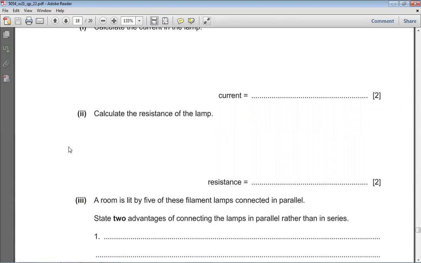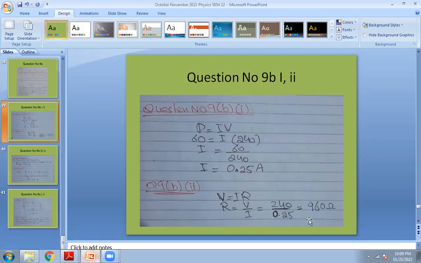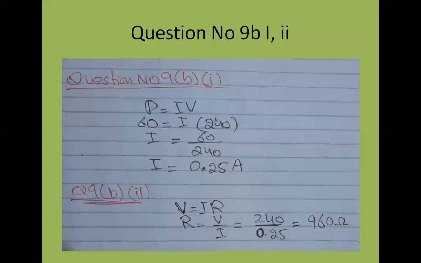He says, calculate the resistance of the lamp. I know the voltage drop across the lamp. I know the current flowing through the lamp. I can calculate the resistance of the lamp according to Ohm's law. V equals IR and R is equal to V divided by I. And we know the voltage and we know the current. So 240 volt divided by 0.25 ampere. So you will get 960 ohm. So the resistance of that lamp is 960 ohm.